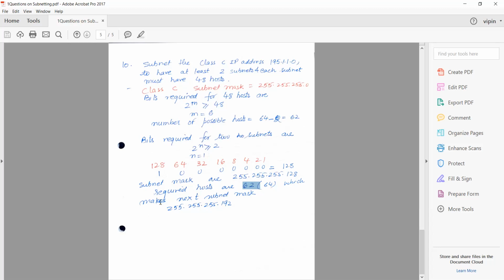And the next subnet mask will be then 255.255.255.192 to create another subnet which will have another 62 hosts. Thank you.